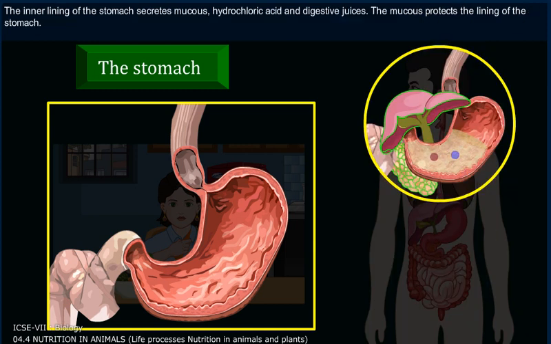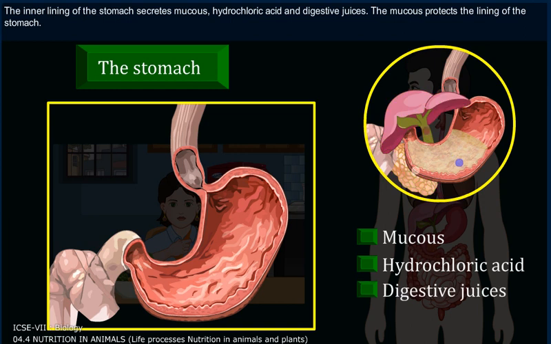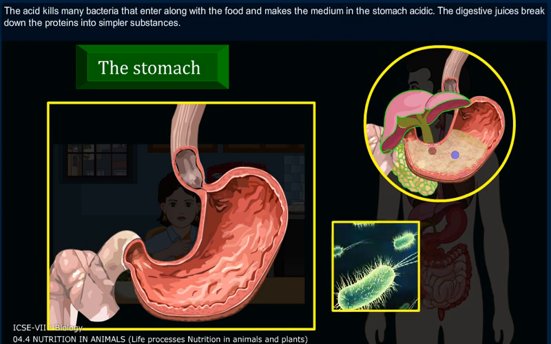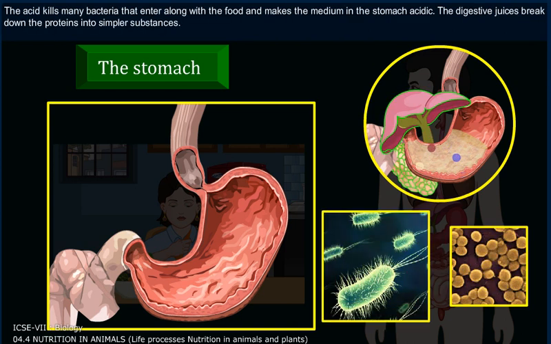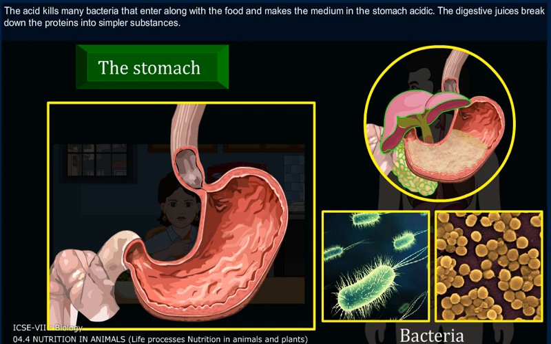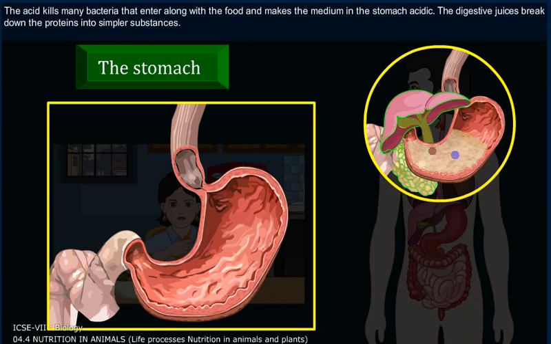The inner lining of the stomach secretes mucus, hydrochloric acid, and digestive juices. The mucus protects the lining of the stomach. The acid kills many bacteria that enter along with the food and makes the medium in the stomach acidic. The digestive juices break down the proteins into simpler substances.